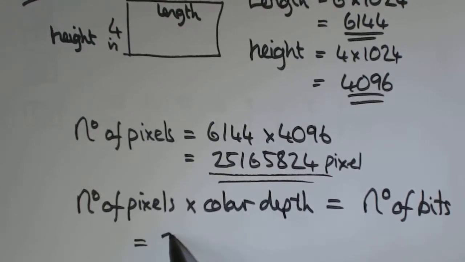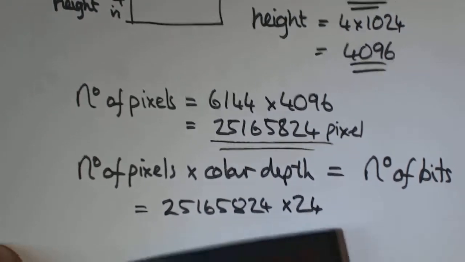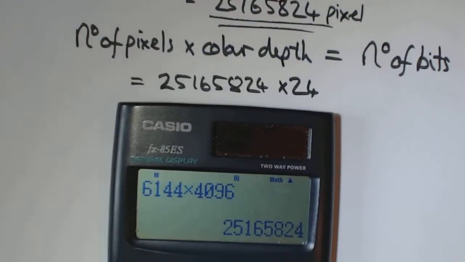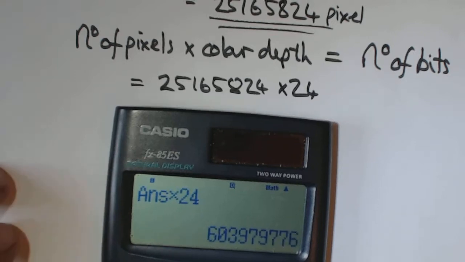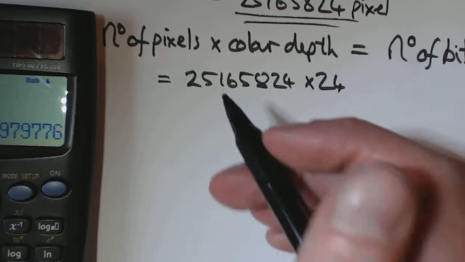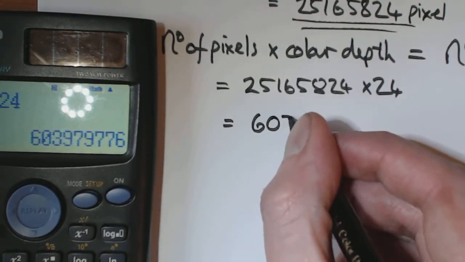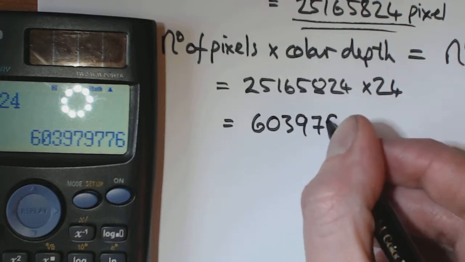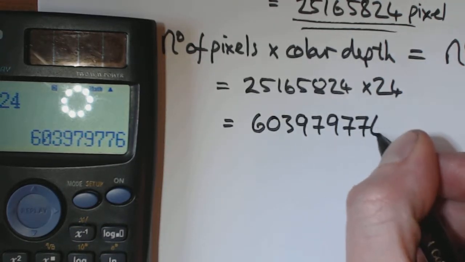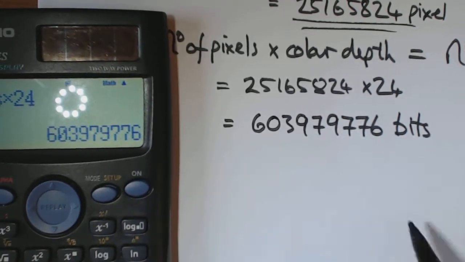So the number of pixels is 25165824, and then we times the colour depth, which is 24. If I now times that number by 24, we get, surprise surprise, an even bigger number, and that's in bits. So this is the answer in bits.